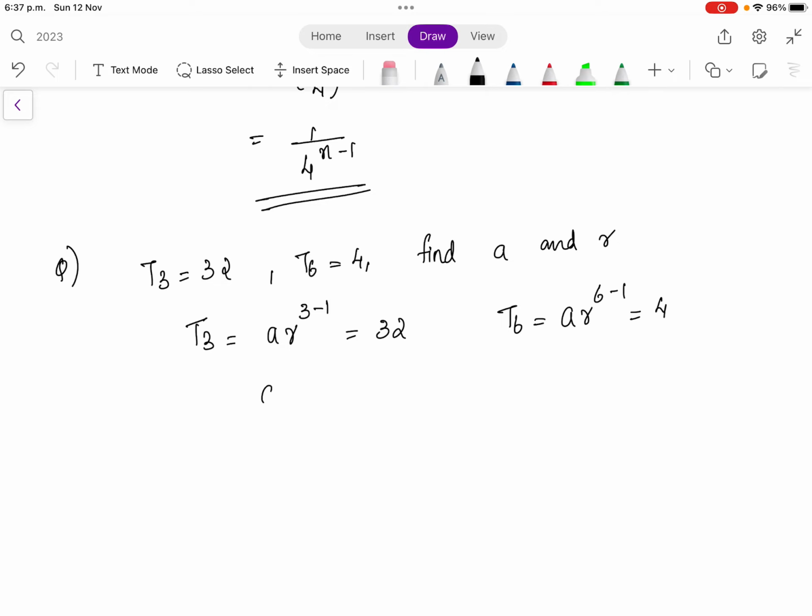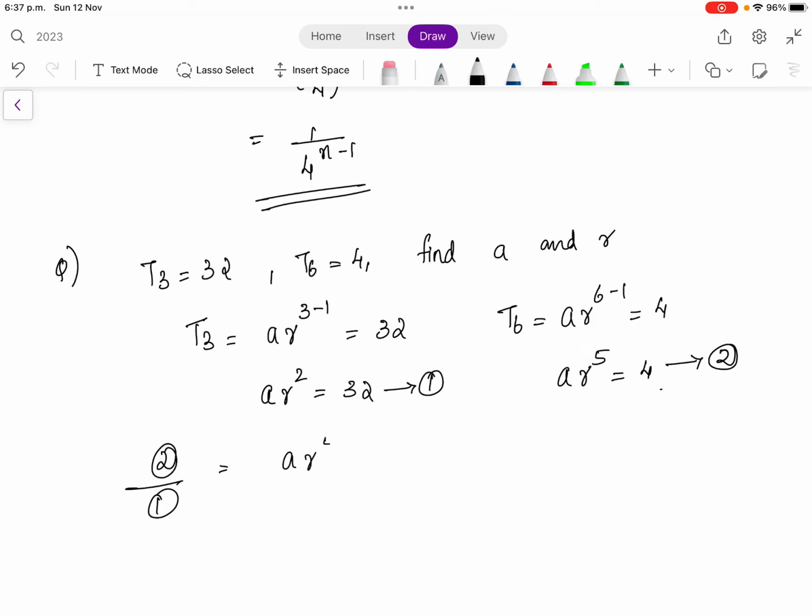So with this you can write ar² is equal to 32. Let that be there. And with the right one, you can write ar⁵ is equal to 4. So you have two equations here, 1 and 2, with the values ar² and ar⁵. Now you can divide these two, for example you can divide 2 over 1, because it's all multiplication, there's no other way you can solve it.